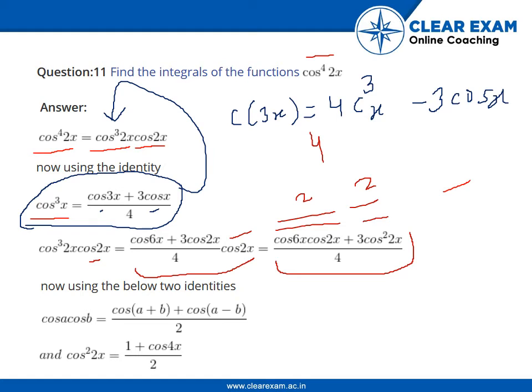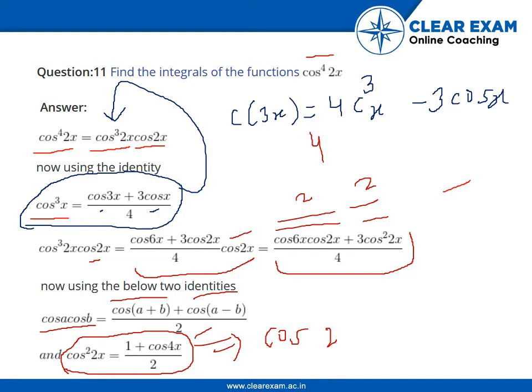Now what do we do? We take help of the identity cos A cos B is equal to cos A plus B plus cos A minus B by 2. And cos square 2x is equal to 1 plus cos 4x by 2. This identity comes from cos 2x is equal to 2 cos square x minus 1. We simply replace x by 2x and we get this identity.